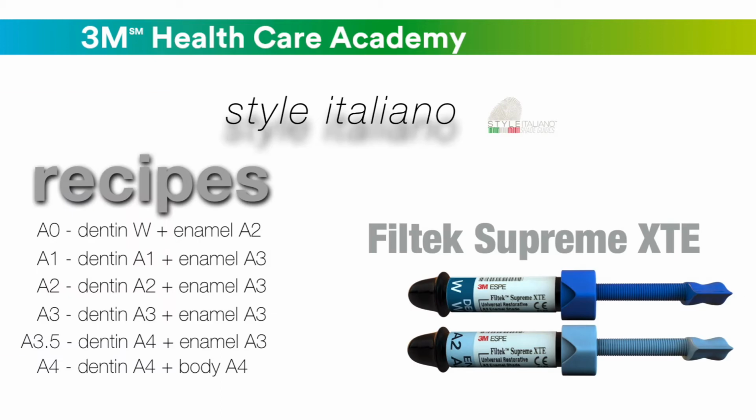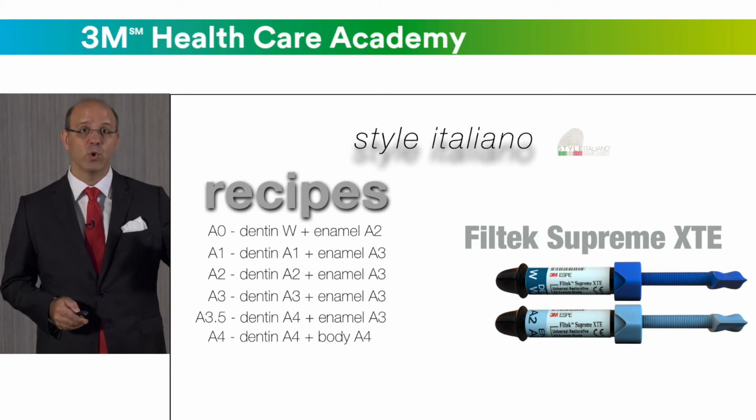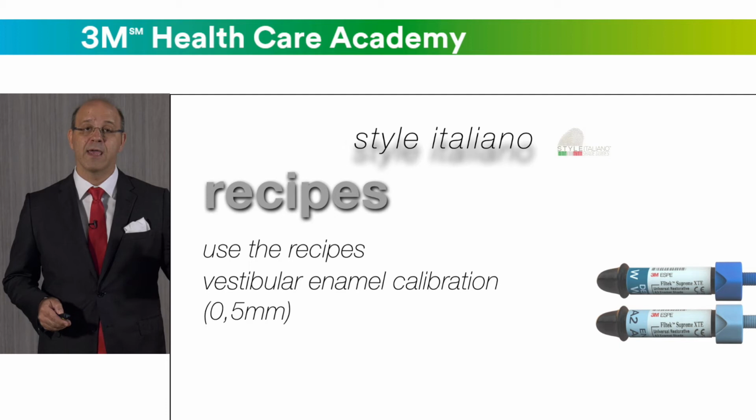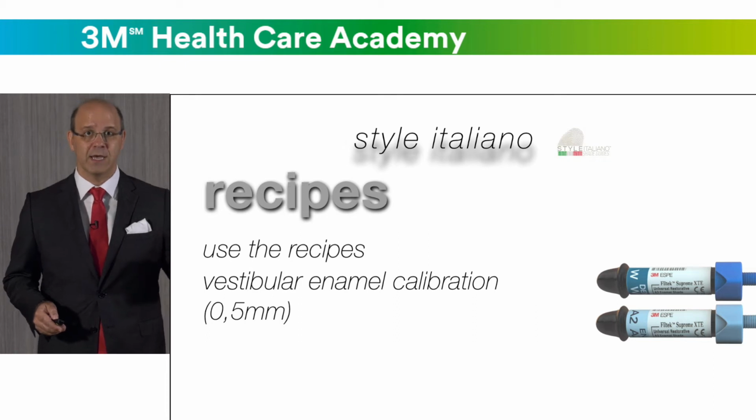So for this recipe, we can just use one dentin and one enamel based on the VITA shade we want to get with Filtek Supreme XTE. For this recipe to work and to have predictability, it is mandatory that we control the calibrated thickness of the buccal enamel. The buccal enamel should be 0.5 millimeters. Why? Because this is the average for not so gray an outcome or so opaque an outcome.